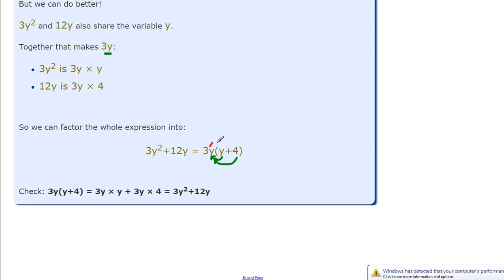Now we can check it if we want by just multiplying through the brackets again. We can say, okay, if I take 3y times y, that's 3y squared. And if I take 3y times 4, that's 12y. Oh yeah, checks out. Okay, makes sense. So this is called common factoring, and we're looking to see how much we can pull out, where we can divide the same thing out of each of those terms.